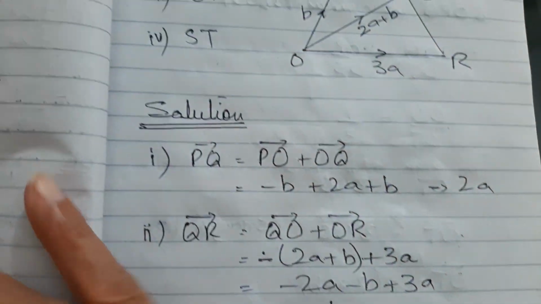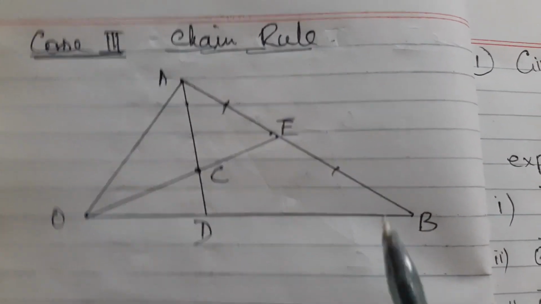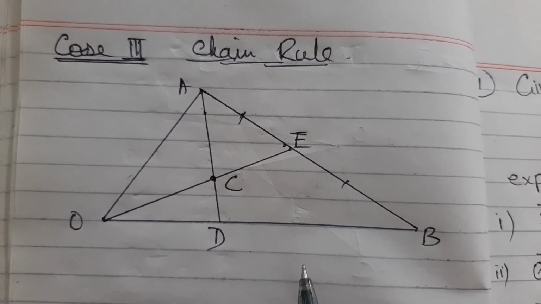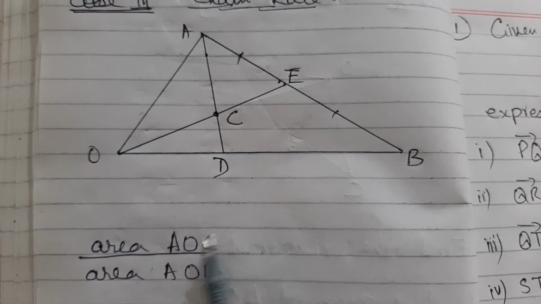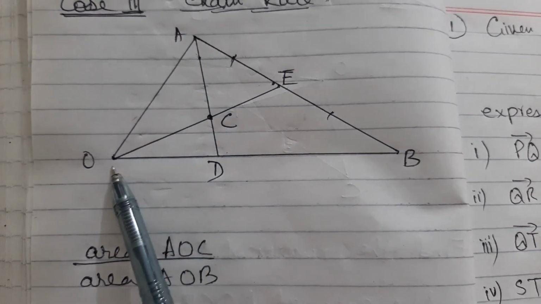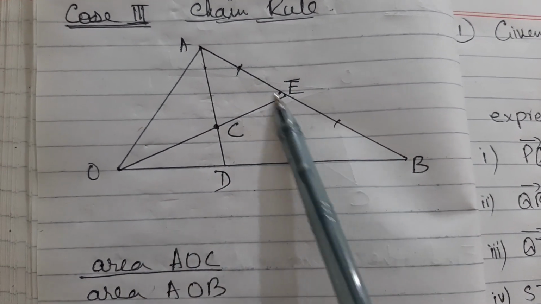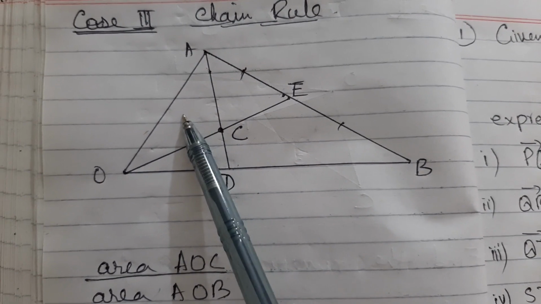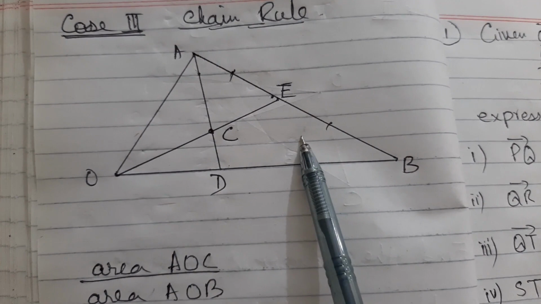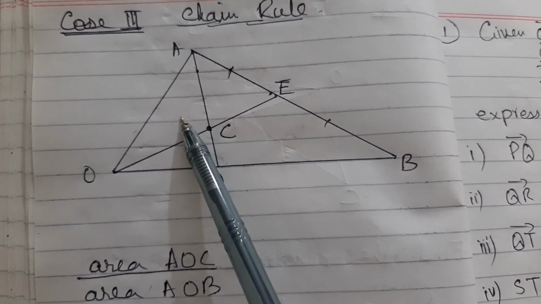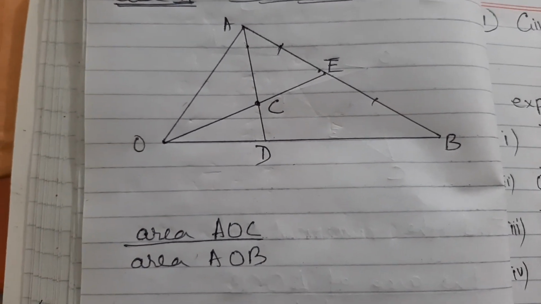So now let's see the last case where we apply the chain rule. Okay. Now look at this triangle. E is the midpoint. Now for example, the question says area of AOC, this area, and AOB, this big one. So basically this is the ratio of this small one with this big one. Right, now there is no connection between the big one and this one. There is no common height, it's not similar. So in that case you apply the chain rule.